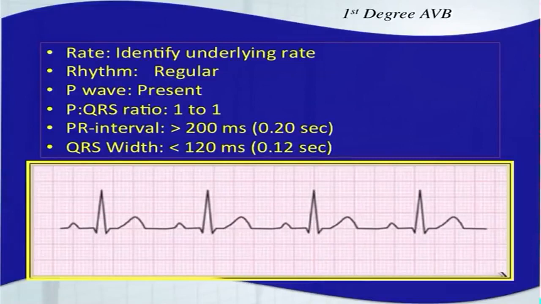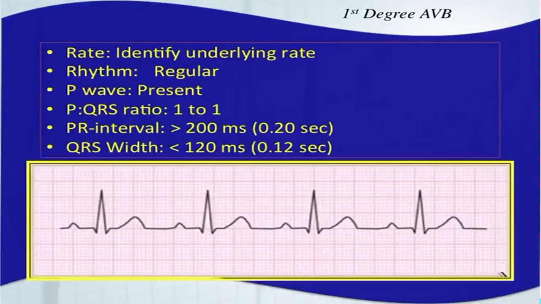So here's the first example, the first degree AV block. And this one's the easiest one to remember. It's the same as a sinus rhythm. You just have a prolonged PR interval. A prolonged PR interval. That is the only difference. So your underlying rate will be whatever your rhythm's rate is. So if this was a normal sinus, we'd say this is a normal sinus with a first degree AV block. Your P waves are present.